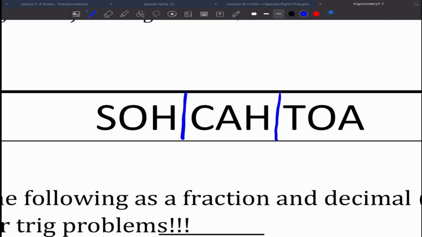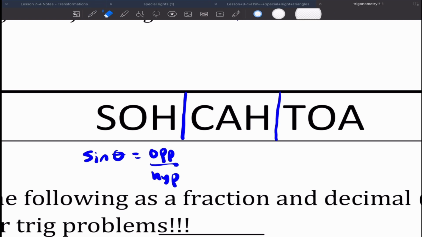So again, it's sine of something. I'm going to call it theta. That's my angle of reference. That's a Greek letter. Sine of theta is equal to opposite over hypotenuse, okay? Or maybe instead of saying theta, I would just say sine of, let's just say A, why not? Or any angle of reference.